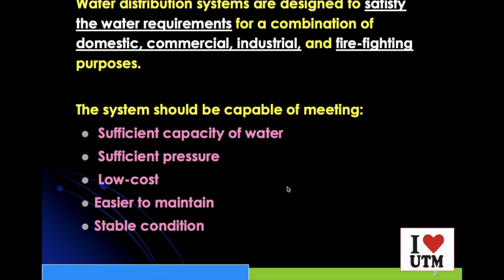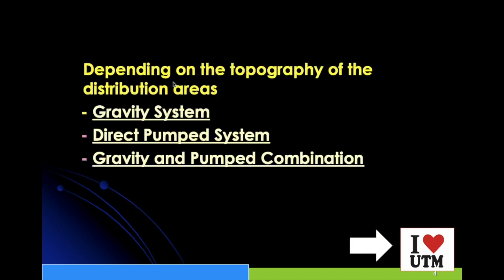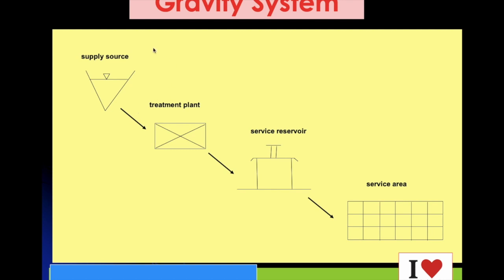Right. So, what are the water distribution systems? They have three kinds of water distribution system. The first one is the gravity system. What do we mean by gravity? Okay, look at our diagram. This is how a gravity system looks like.